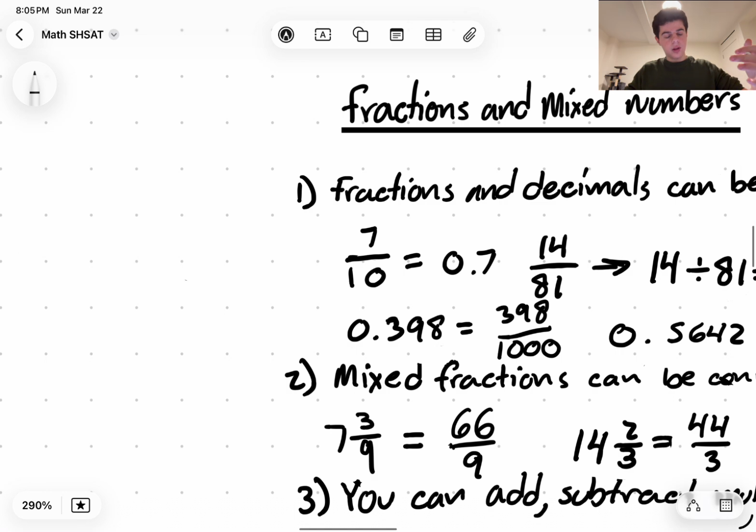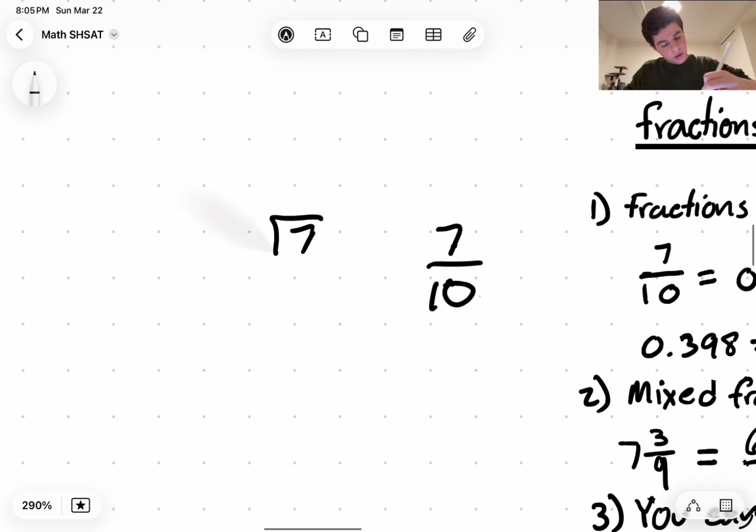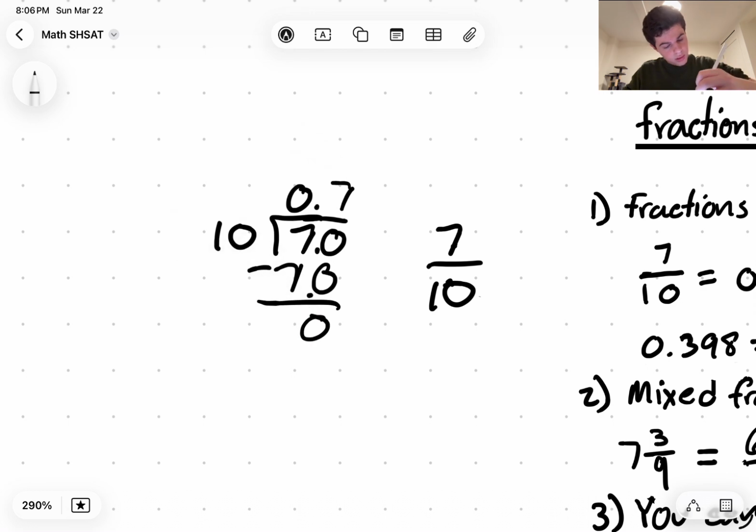The simplest example is 7 divided by 10, 7/10, that is equal to 0.7, right? The reason is that a fraction, intuitively, means something divided by something. So 7 divided by 10, and that means we can do long division on it. How many times does 10 go into 7? 0. So we bring down another 0 and a decimal point. How many times does 10 go into 70? 7, right? 7 times 10 is 70. Subtract, you get 0. So that's how we get 0.7.